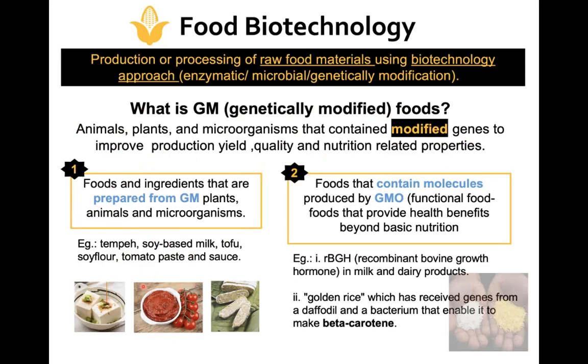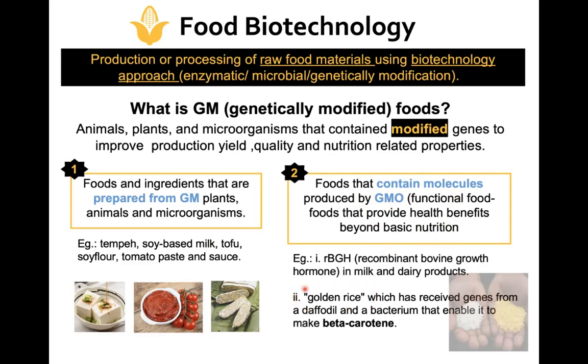Tomato paste ni yang kita selalu guna buat pasta tu is actually by GMO lah. Okay, and then sauce lah selalunya, sauce tomato, sauce chili, sauce semua tu lah. Selalunya dia akan ada element of genetically modified. So another one is food that contain molecules that produced by GMO that provide the health benefit beyond the basic nutrition. Contoh macam yang very famous is the golden rice.